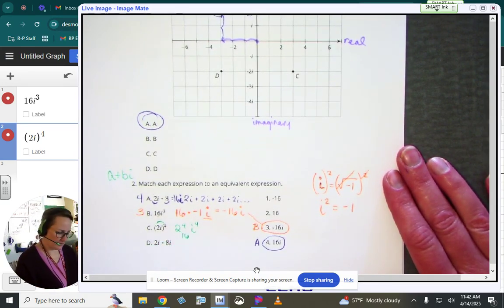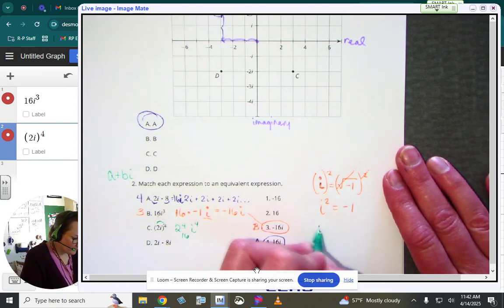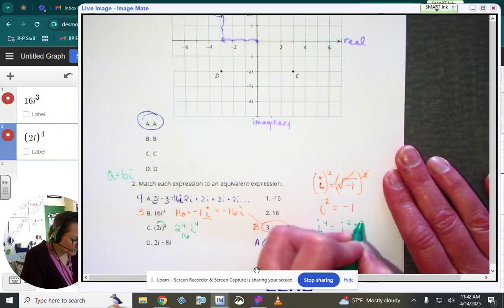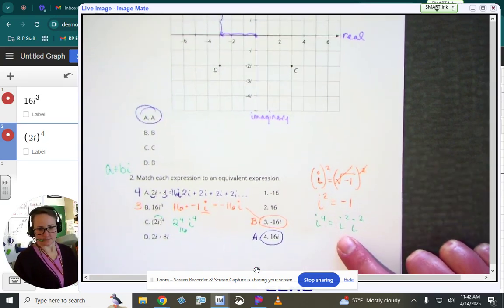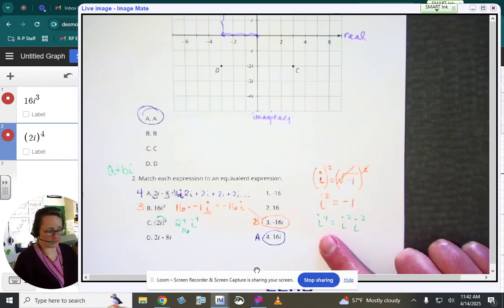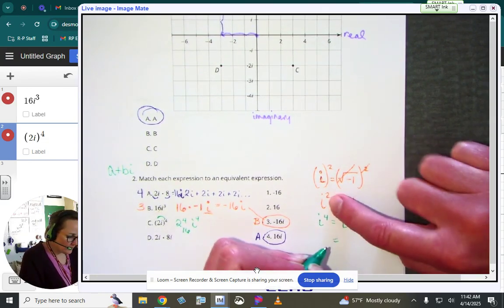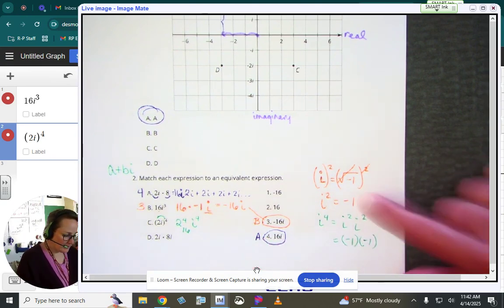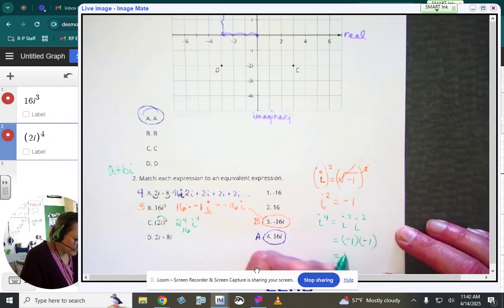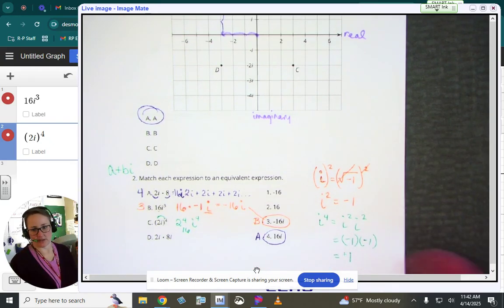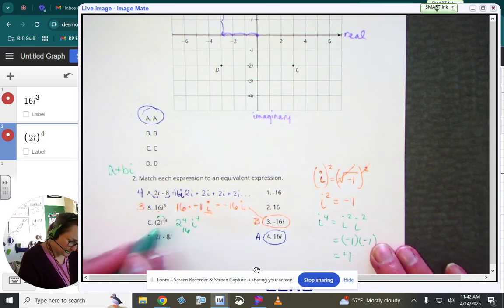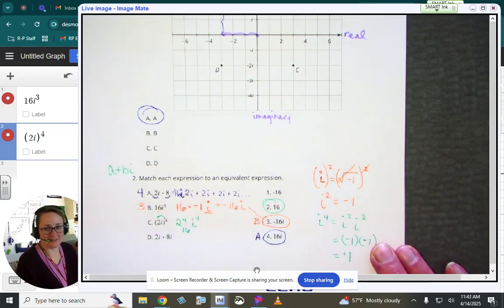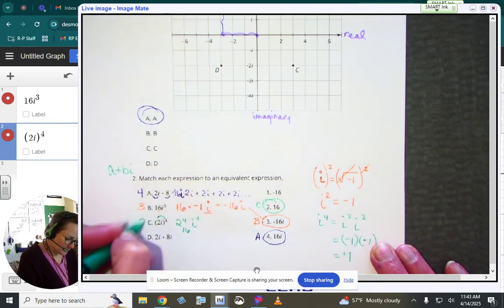And that might not be real intuitive right now, that i to the fourth is equal to 1, but i to the fourth is really just i squared times i squared, right? Our rules of exponents tell us the same thing. And we already know i squared is negative 1, so this is negative 1 times negative 1, and a negative times a negative is a positive 1. So i to the fourth is just equal to 1. Now, our Desmos told us it's equal to 16, so I believe that. And so C is 2.